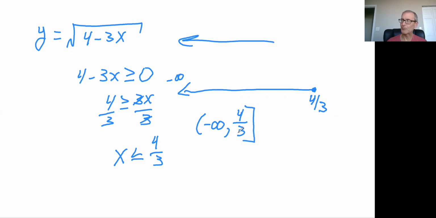Okay, so let's do one more. I think this one is probably the most complicated, and so it's a good one to end with. And if you get a good feel for this one, I think you'll have a pretty good feel for what we're trying to do here with regards to domains of equations.